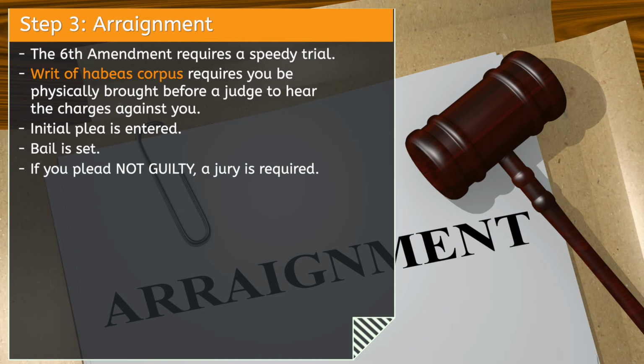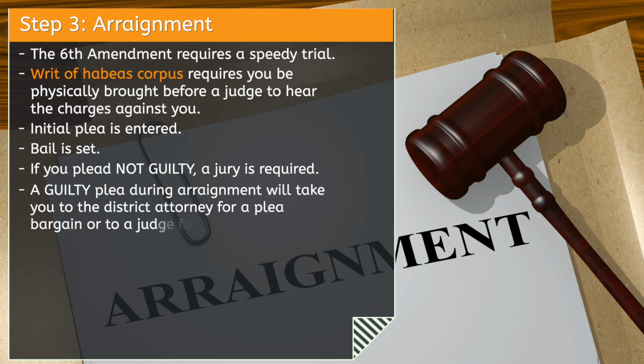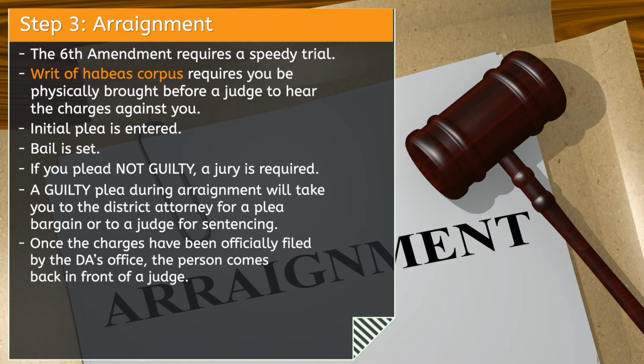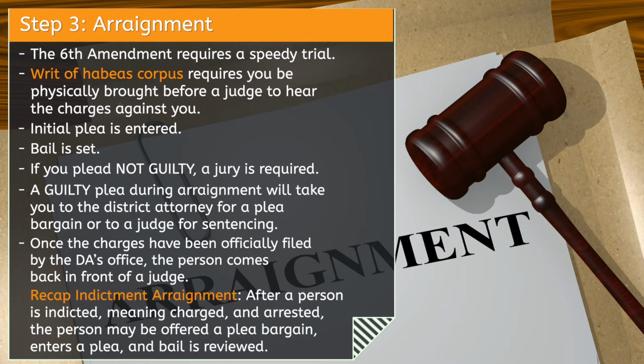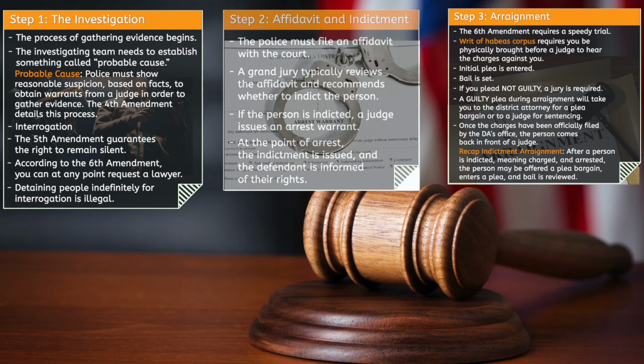Before entering a plea, the district attorney's office may offer you a plea bargain. A guilty plea during arraignment will take you to a judge for sentencing. Once the charges have been officially filed by the DA's office, the person comes back in front of a judge. So, to recap the indictment and arraignment process: after a person has been indicted, meaning charged, and arrested, the person may be offered a plea bargain, enters the plea, and bail is reviewed.